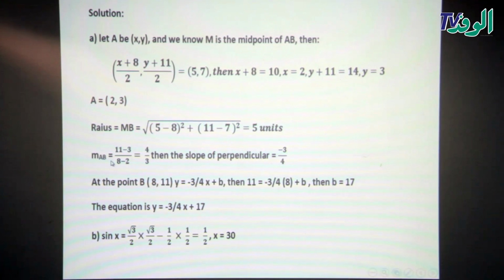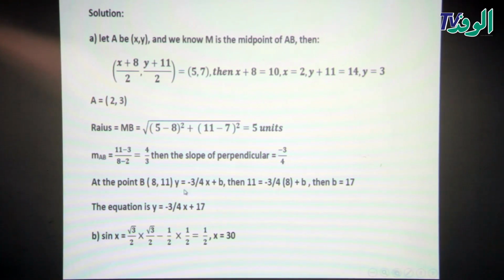So slope of AB is y2 minus y1, 11 minus 3 over 8 minus 2, because the slope is 4 over 3. But I don't want AB itself, I want the perpendicular, so it is negative 3 over 4, because in case of perpendicular we flip and we change the sign to get the other slope. Now we have the slope negative 3 over 4.